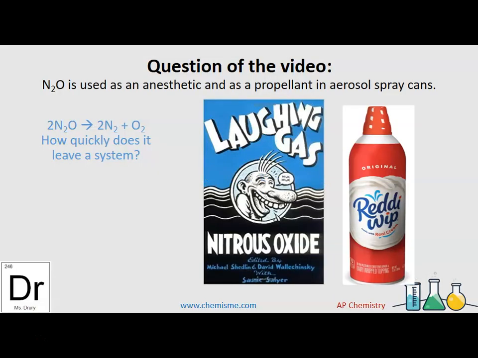So the question in the video that we're going to try to explain by the end of the video is that N2O, or nitrous oxide, is used as an anesthetic, like laughing gas, maybe when you're getting your teeth done, and a propellant in aerosol spray cans. It breaks down into nitrogen and oxygen, which are normal components in the air. We want to know how quickly does it leave a system.